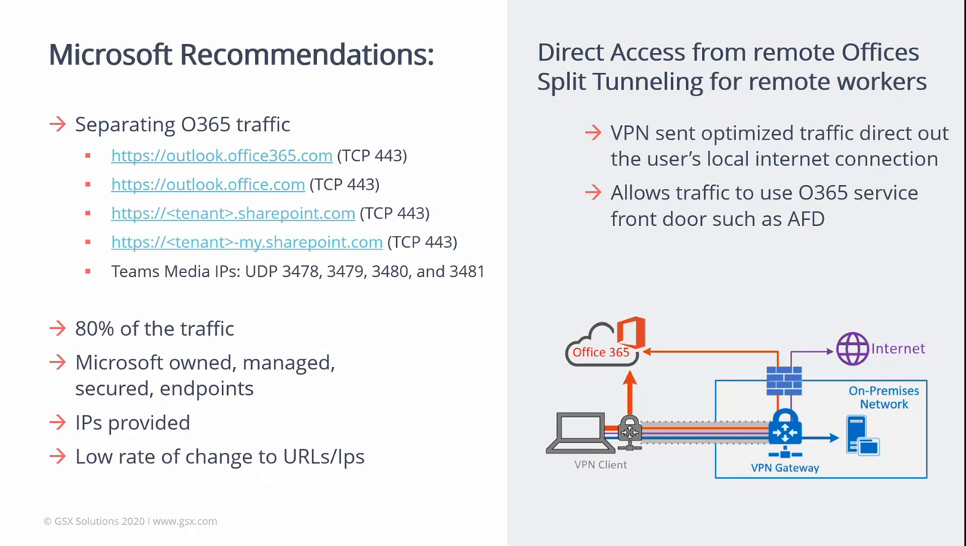For your remote worker, you should allow their VPN to send the optimized traffic direct out the user's local internet connection to access the nearest Office 365 service front door. And for that, you can do split tunneling. There's a lot of documentation about that. So the optimized traffic with that is sent out directly to Office 365, while the rest of the traffic still goes to the normal route to your data center.